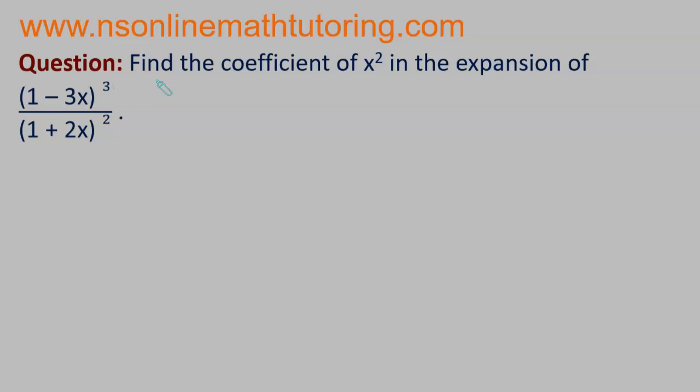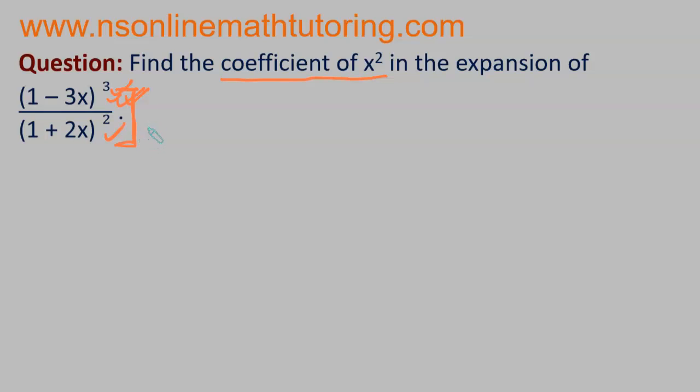Okay, so the first question says, find the coefficient of x square in the expansion of, this is what is known as a rational function. You see, you are having an algebraic expression in the numerator and another algebraic expression in the denominator. When you have this type of a situation, means it is a fraction with one algebraic expression in the numerator and another in the denominator, it is known as a rational function.